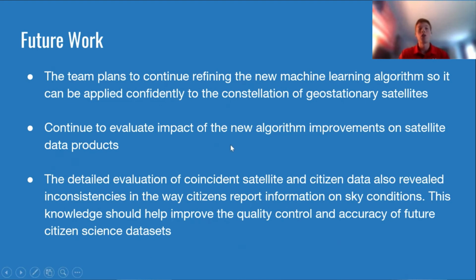We're also going to continue to evaluate the impact of this algorithm in order to ensure that it's continually detecting clouds at a good accuracy. Lastly, the detailed evaluation of satellite and citizen scientist data revealed inconsistencies in some of the ways citizens report certain sky conditions. And we were able to clean a lot of this data, and from the work that we've done with it, in the future, we can improve the quality of some of these citizen scientist observations.